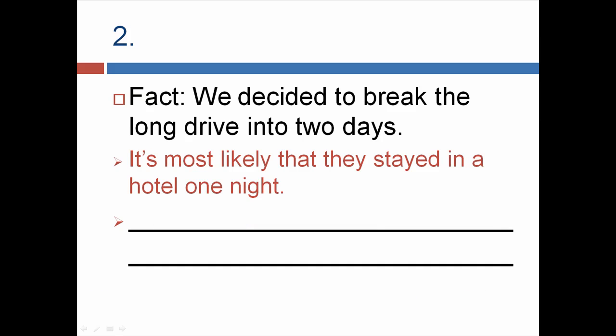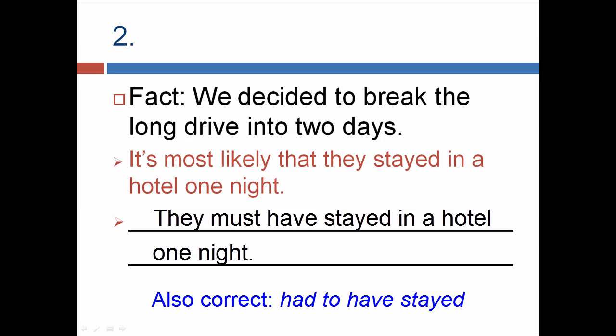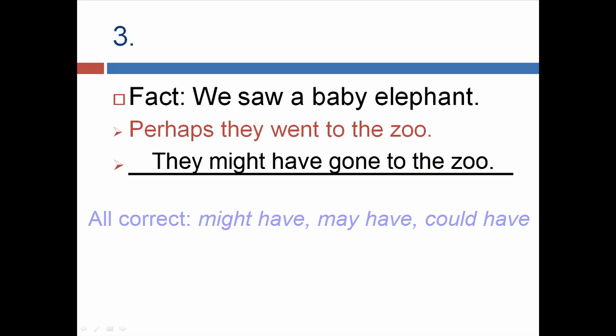Number 2. Fact. We decided to break the long drive into 2 days. We can rewrite the guess as, they must have stayed in a hotel one night. It's also possible to say, had to have stayed. 3. Fact. We saw a baby elephant. We can rewrite the guess as, they might have gone to the zoo. Might have, may have, could have are all possible. And in fact, we did go to the Pittsburgh Zoo.